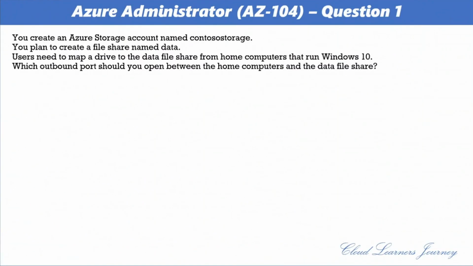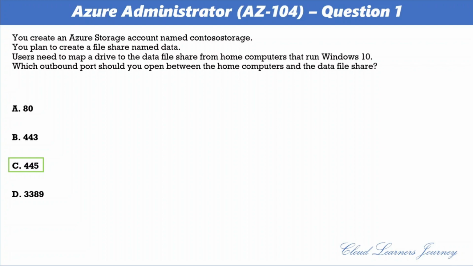Question 1. You create an Azure storage account named Contoso Storage. You plan to create a file share named Data. Users need to map a drive to the data file share from home computers that run Windows 10. Which outbound port should you open between the home computers and the data file share? The options are A. 80, B. 443, C. 445, D. 3389. And the correct option is C. 445.